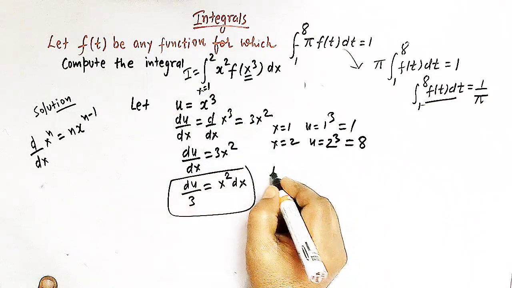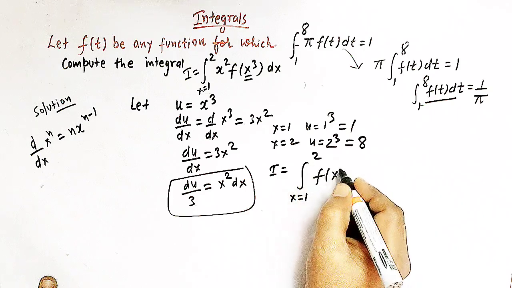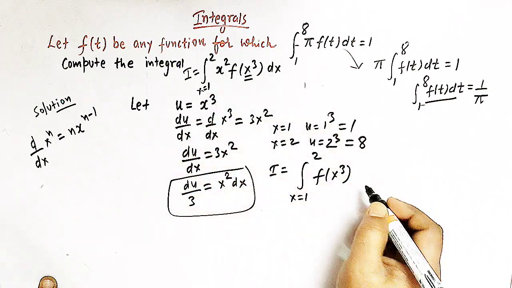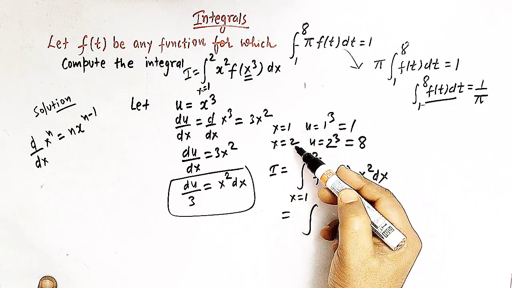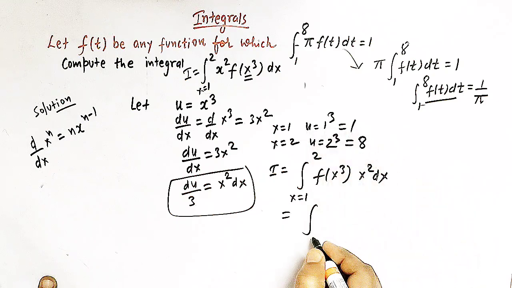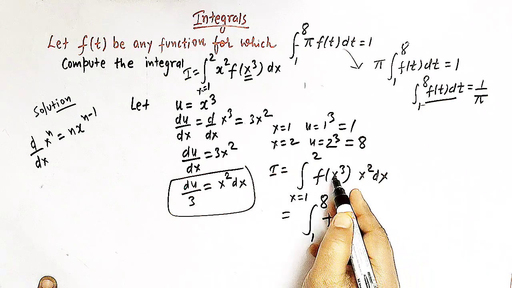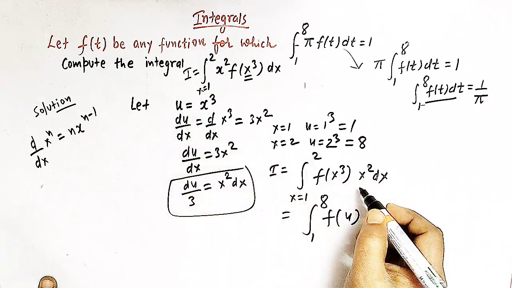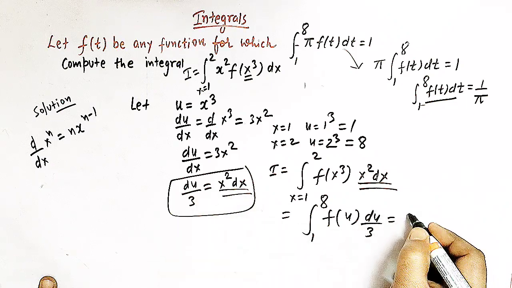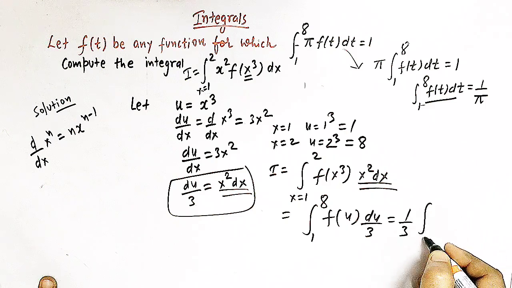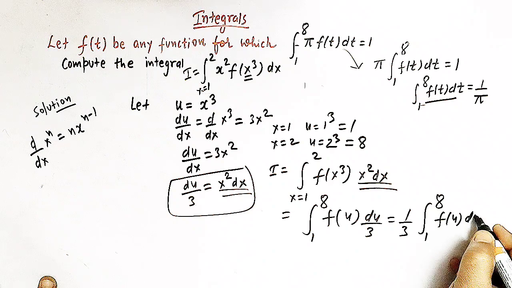So now this integral I can be written as x equal to 1 to 2, and we have f of x cube, and we can combine here x square and dx. So now when x varies from 1 to 2, u varies from 1 to 8. So here we have 1 to 8, and f of u, because x cube is u, and x square dx is equal to du over 3. So now we can take 1 over 3 outside the integral, and we have here the integral from 1 to 8 of f of u du.